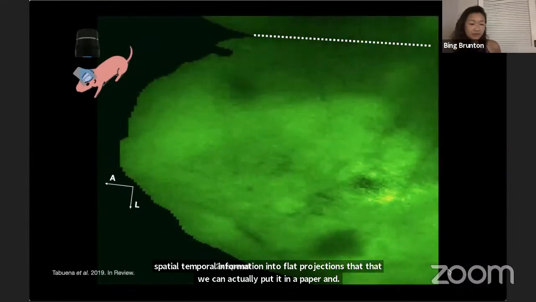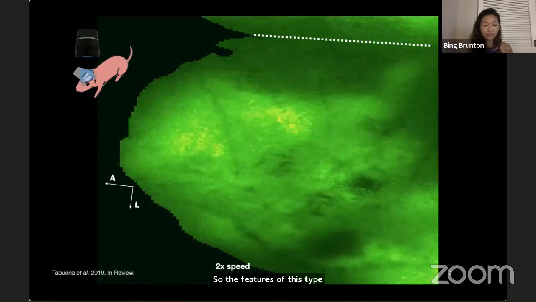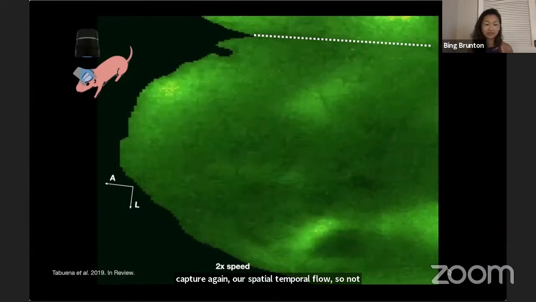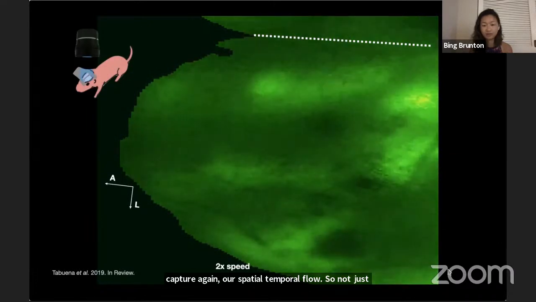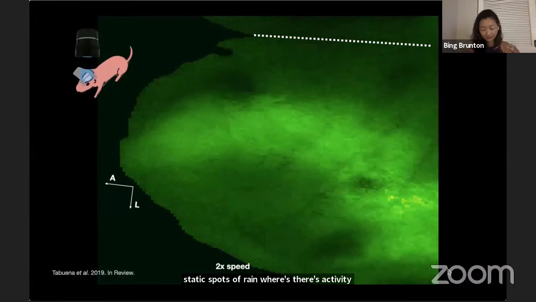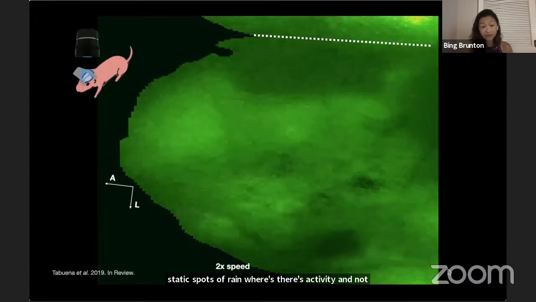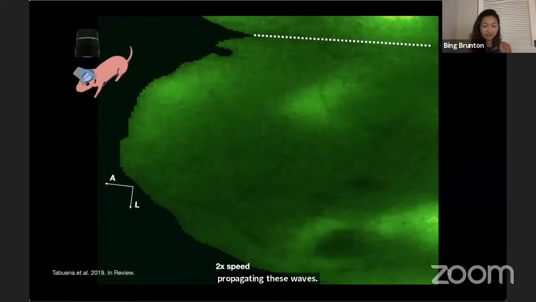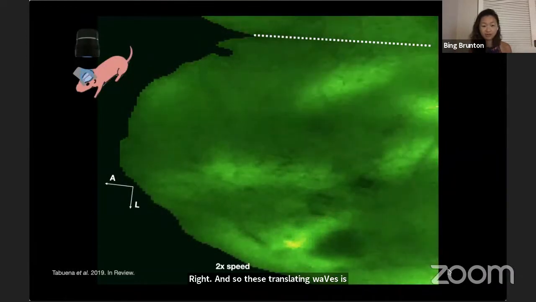The features of this type of data that we wanted to capture, again, are spatial temporal flow. So not just static spots of brain where there's activity and there's not, but rather that the activity seems to be propagating in these waves. These translating waves are a particularly challenging problem.